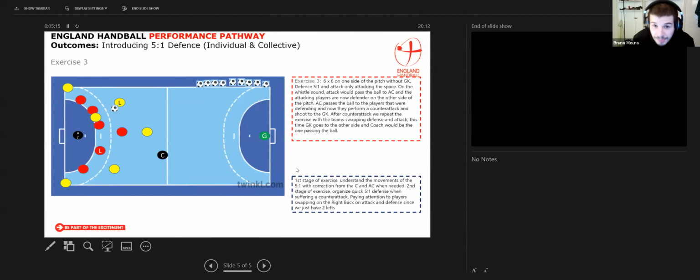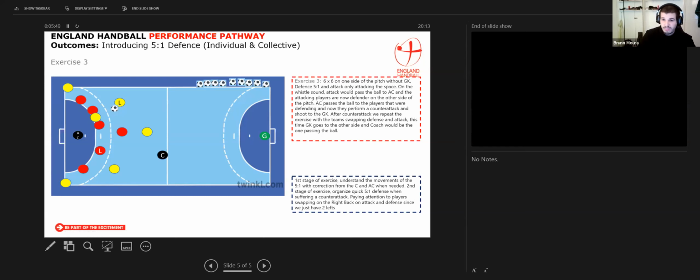Okay, it's my turn. So this will be a 6 versus 6 full court. First part of the exercise: attack cannot shoot. There is no goalkeeper. They will just move the ball from right to left, attacking the space. The coach and assistant coach, if they see the defenders are not in the correct positions, will just stop and correct that positioning.